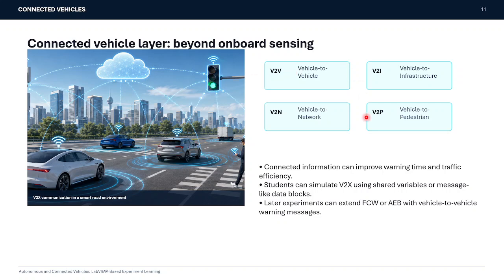So, different kinds of communication. Vehicle-to-vehicle communication is V2V. V2I means vehicle to infrastructure. V2N means vehicle to network. V2P means vehicle to pedestrian. So that is the information needed.